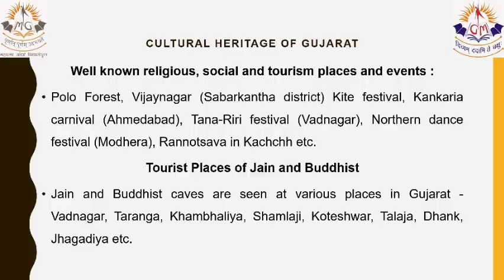Now we come to the tourist places of the Jain and Buddhist religion. Jain and Buddhist caves can be seen at various places in Gujarat. Some of the examples are Vadnagar, Taranga, Khambhalia, Shamlaji, Koteshwar, Talaja, Dak, Jagaria, etc. All these caves were built quite a long time back, and they belong to both the Jain and the Buddhist religion. People from far and wide come to visit this place. It is not only a tourist place, but it has a lot of religious value also.